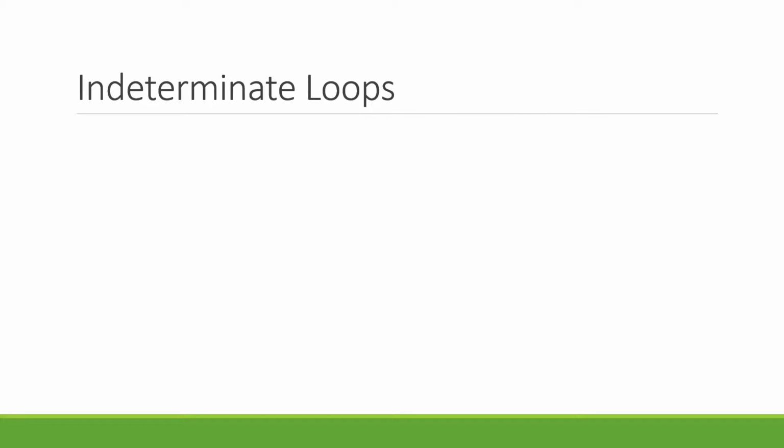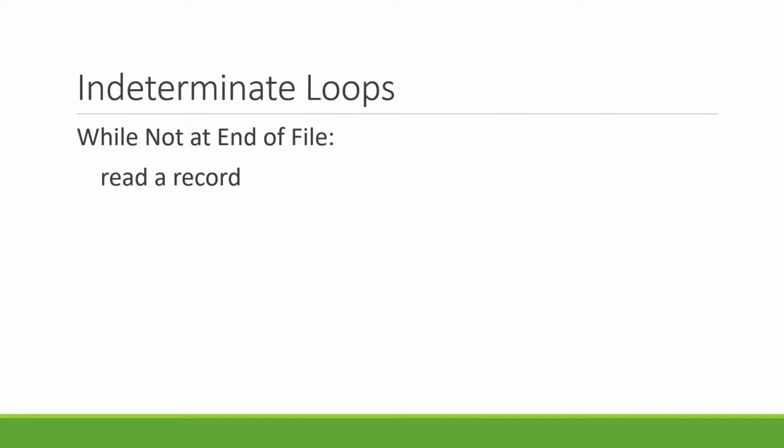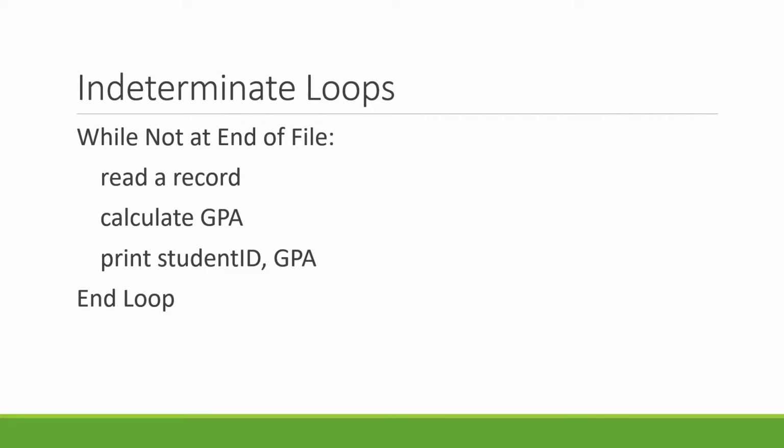A programming example of an indeterminate loop could be processing a file full of student records. While there are records, you read a record and then calculate the GPA and then print the student's GPA along with their student number. We would repeat those three statements as long as we had records to read. We don't know how many records there are, and it doesn't matter. We only need to know when we run out of records because that's when we stop iterating.